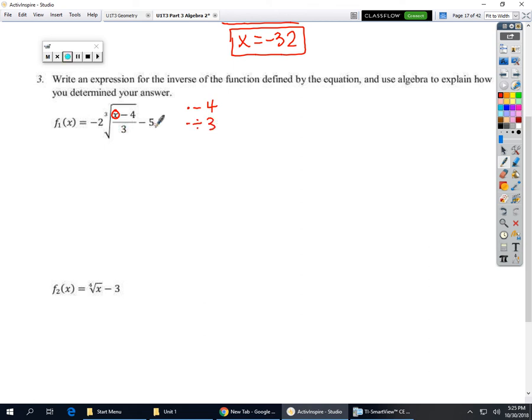Most of you would go straight to that 5. Remember that 5 is on the outside. Can't deal with that yet. I've got to cube root everything. It's been cube rooted. Then, oh, no, not the 5, it's been multiplied by negative 2. Finally, there's that minus 5. Now I've got to invert this whole process.